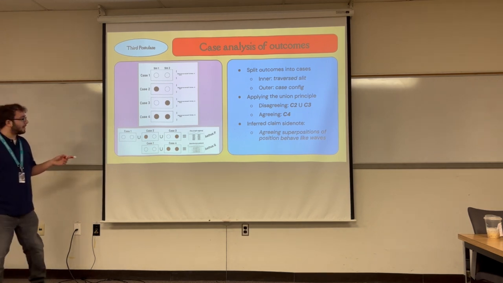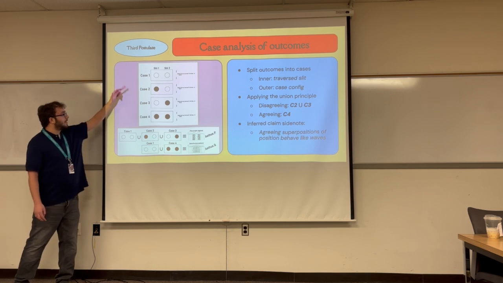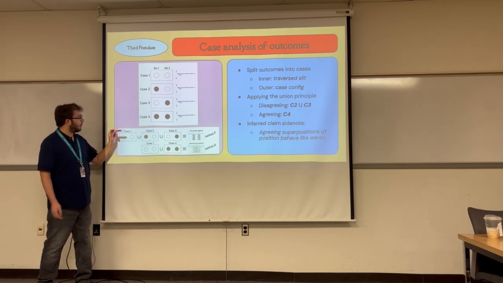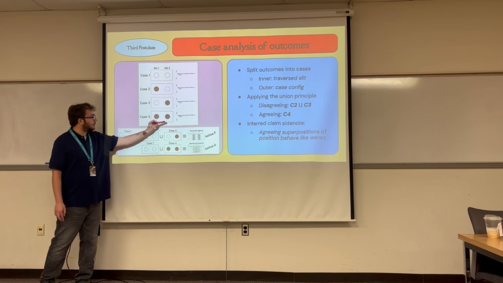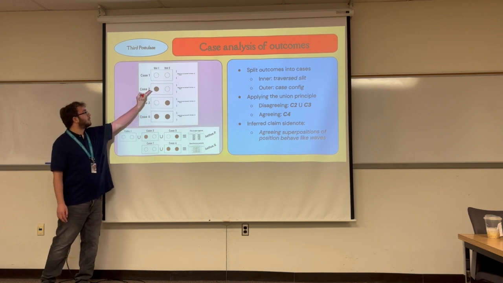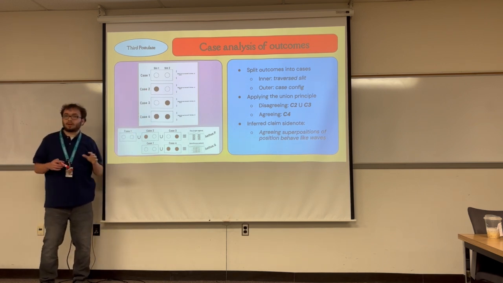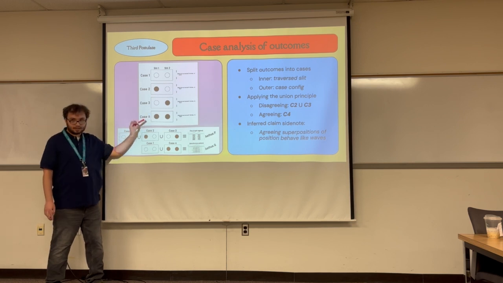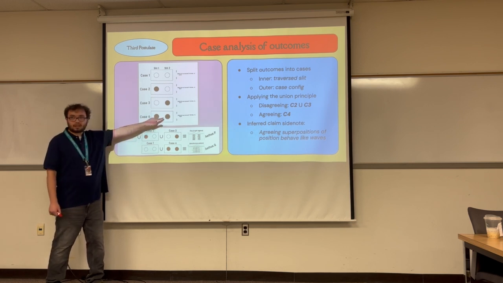So yeah, these are our cases. The key we've got to start with here is, in this case, we've set which slit has been gone through to blank. In this one, we've set it to this one, we've set it to this one. And remember that agreeing versus disagreeing superposition thing? This is an agreeing superposition of the two slits, because they allow one another to exist.